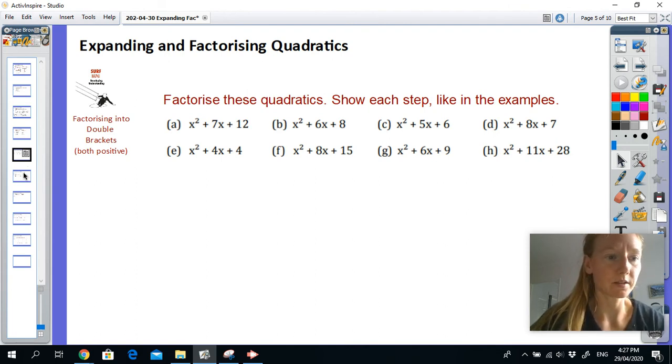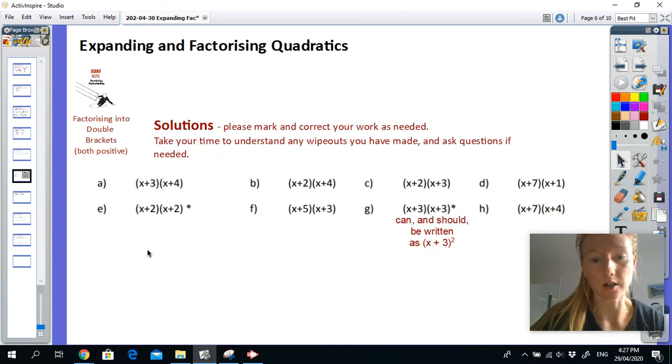Okay, hopefully you're back for the answers. Your answers are here. I just want to draw your attention to G. If you've put x plus 3 twice, you are correct, but as a mathematician, you should simplify that as it's shown there. So mark those off and correct anything as needed.